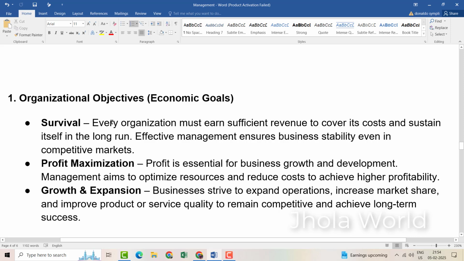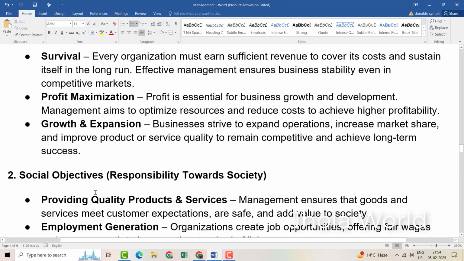And once you have survived and you are maximizing your profit, after that you also have to see that you are growing. You cannot remain in one place. You must have multiple plans, multiple business. Your business must grow bigger and bigger. Ultimately, it should go international. So this is your organizational objective or economic goals: survival, profit maximization, and growth and expansion.